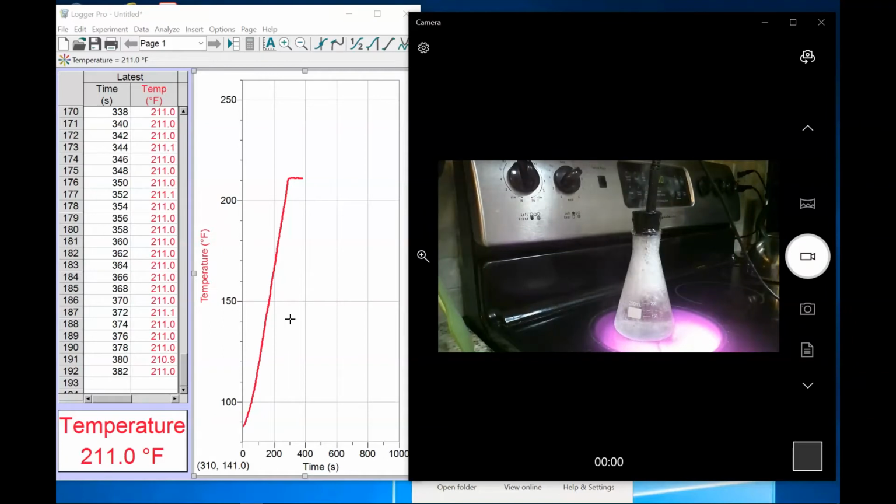Alright, looks like we're losing a lot of water, so I'm going to have to stop it. But you can see liquid water will never get above the boiling point.